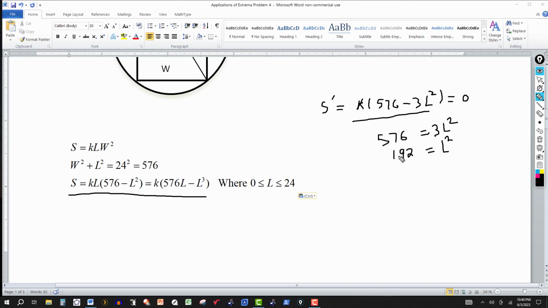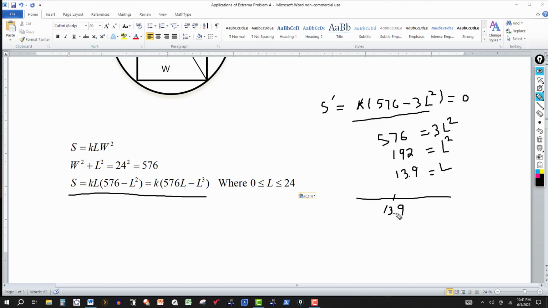Now you can simplify that as 64 times 3, so the square root of 64 is 8, and we get 8 times the square root of 3. We'll just go ahead and leave it as a decimal. Take the square root of 192 and you get 13.9. Of course that could be plus or minus, but a negative is not going to be in this particular interval. The endpoints 0 and 24 are not feasible in this kind of situation. So 13.9 is the only critical number.